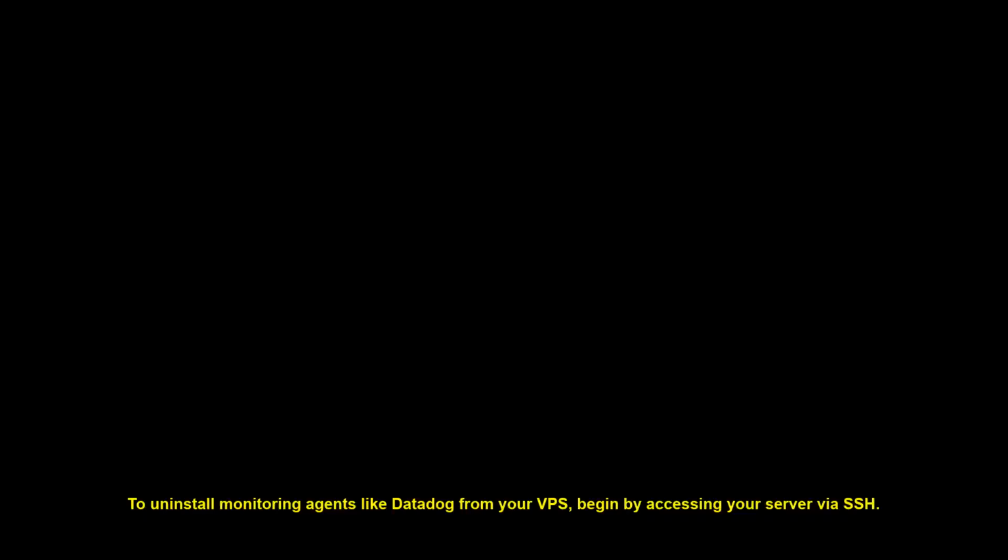Clearly, to uninstall monitoring agents like Datadog from your VPS, begin by accessing your server via SSH. Log in using your admin or root credentials. Check which version of Datadog is currently installed. You can do this by running the command datadog-agent status.